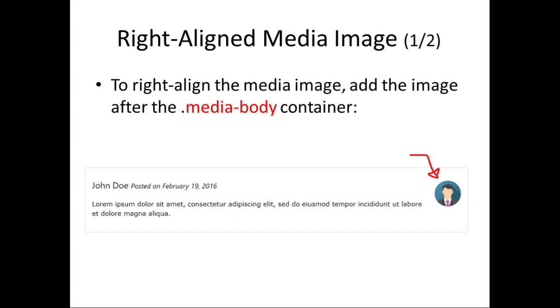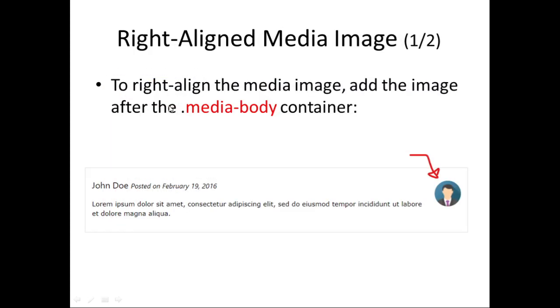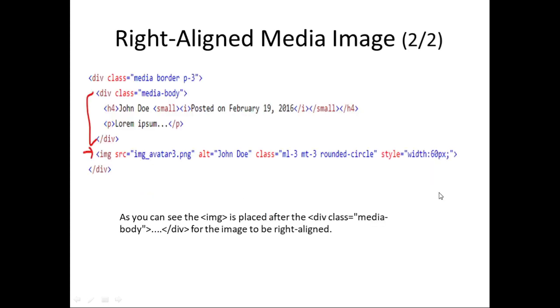Now we can also align our media images. To align the media image, add the image after the media body container. If you look at the previous one, the image is before the media body container. So image first before the media body container. If you want to align the media image, the image should be after the media body container. So the appearance will be something like this. We have here the image on the right side. So the code: the div with class equals media, and then we have the media body. Then after the media body, we have the image.